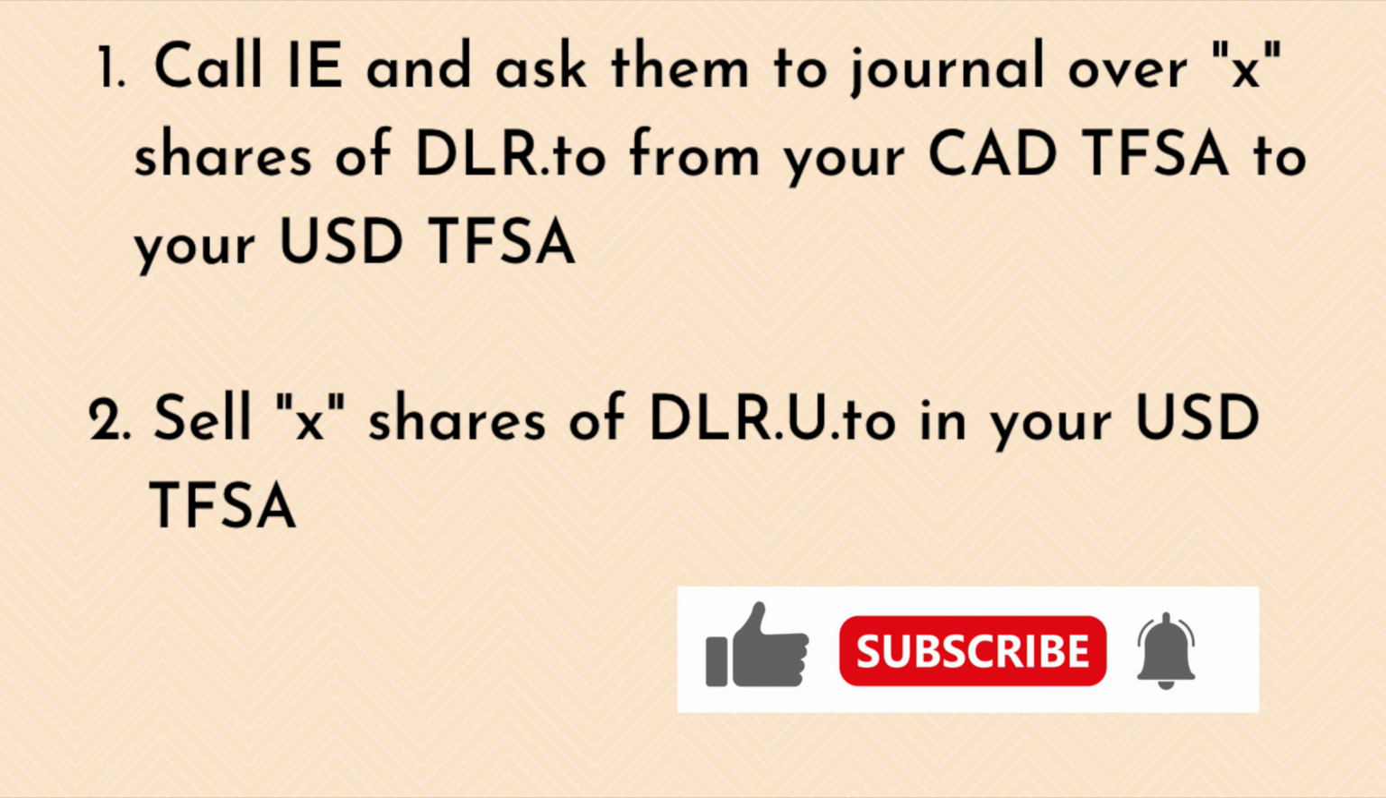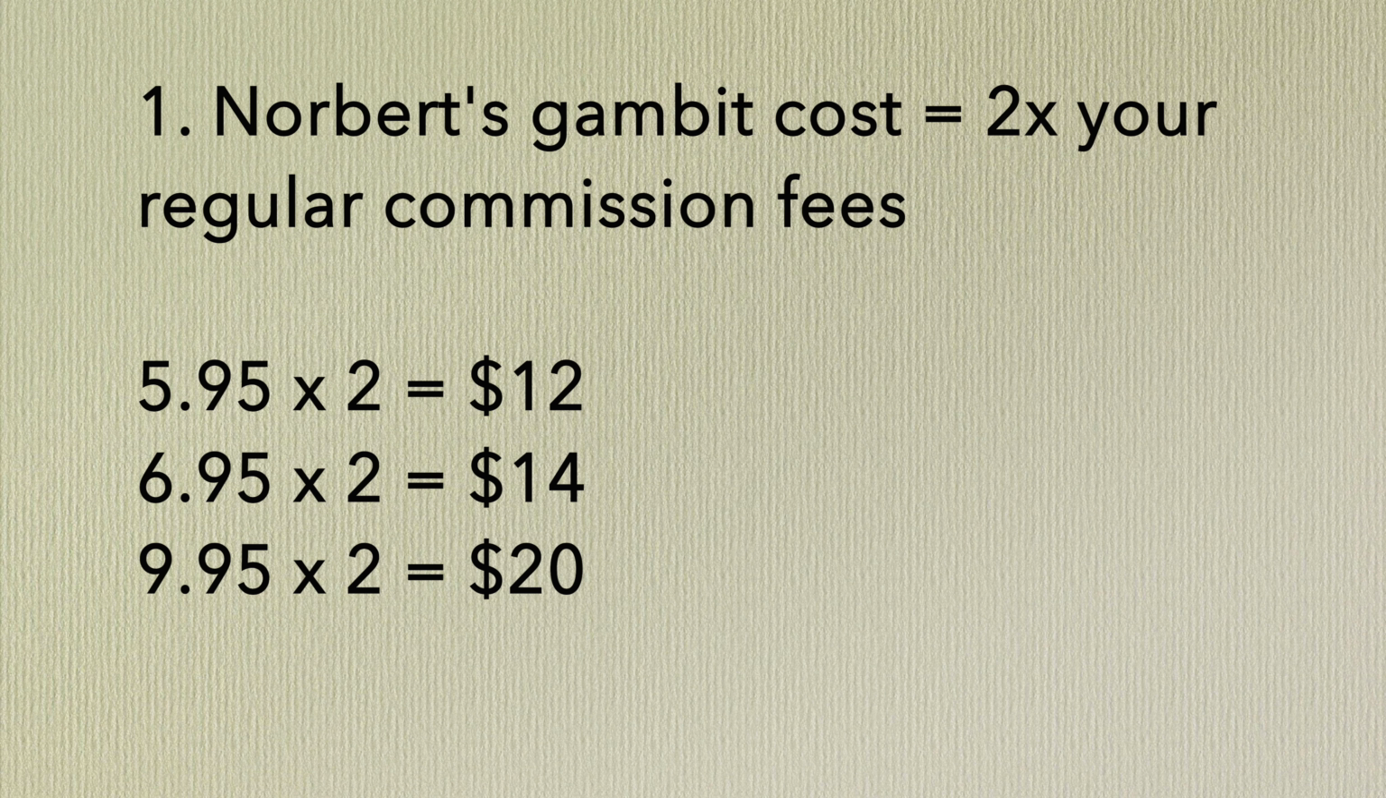And once those shares are journaled over, you're going to ask them to sell the 758 shares of DLR.U in your USD side of your TFSA on the Canadian stock market. So the only difference here is now DLR has become DLR.U. So the total cost of Norbert's Gambit is 2 times your commission cost.